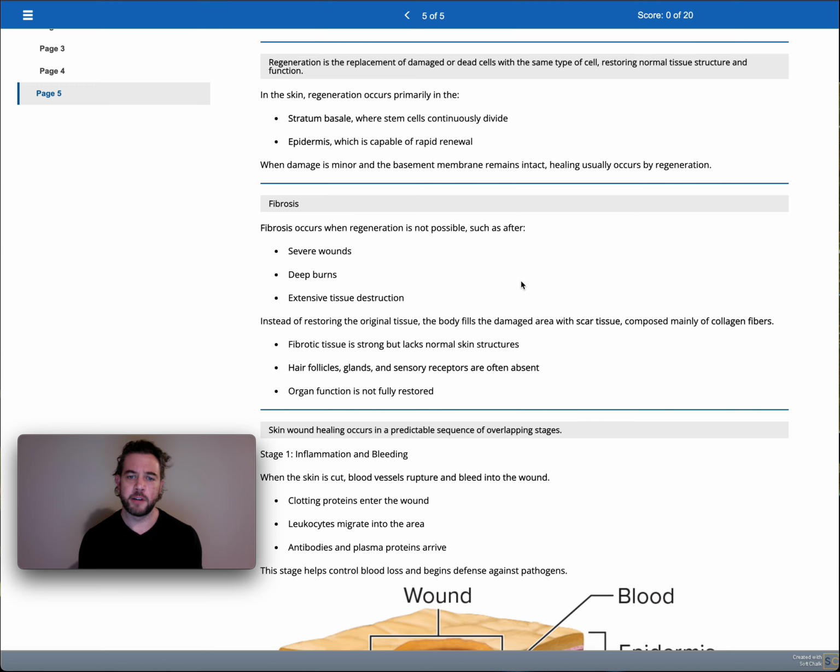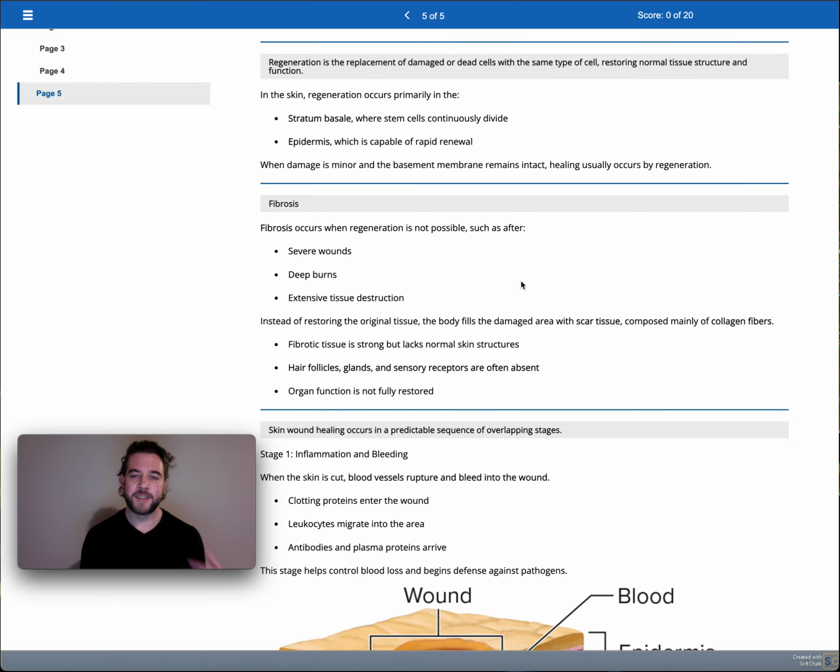Fibrosis occurs when regeneration isn't possible. If it's been a really deep wound, deep burn, severe wounds, deep burns, and extensive tissue destruction. So you've destroyed enough of those stem cells in your epidermis that it's not going to be able to grow back. They might have to do a graft and give you a skin graft.